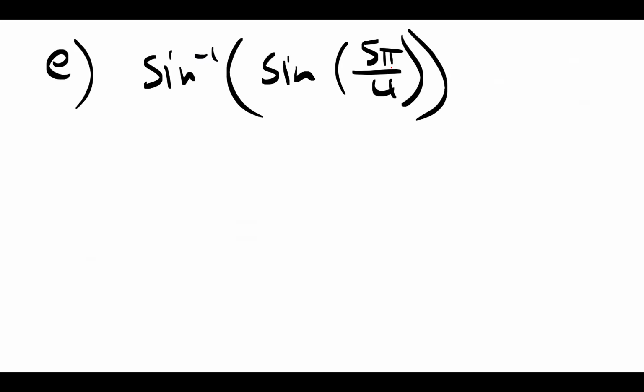Let me see if I can use the unit circle for the other one here. Okay, but let's go with it. So if you look at your unit circle for this, is this between negative pi over 2 and pi over 2? No, okay. But because it's the inverse sine of sine, we can still get an answer here. So let's think through this whole thing.